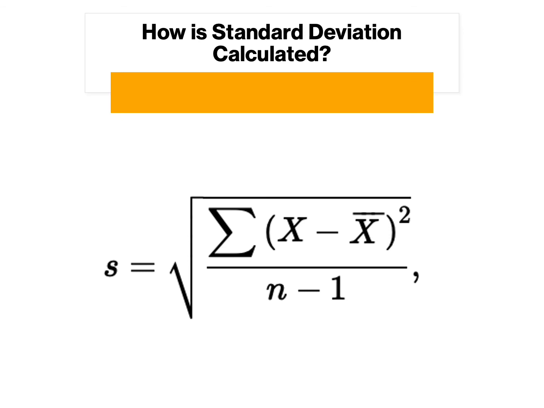Standard deviation equals the square root of the sum of the individual scores less the mean, squared, divided by the sample size minus 1. In the equation, S stands for standard deviation. Sigma is the mathematical symbol for sum. The first X represents the individual scores. The second X represents the mean of those scores.